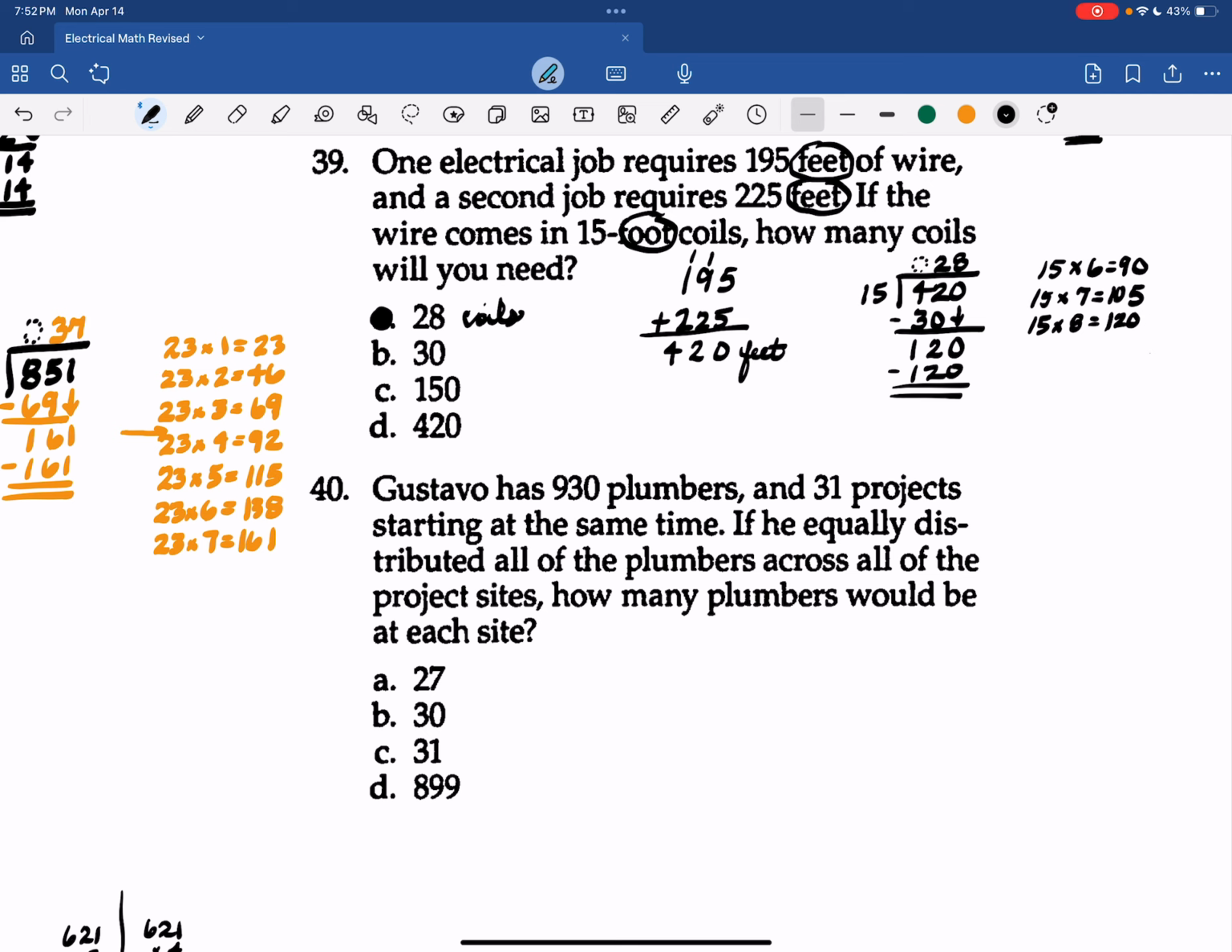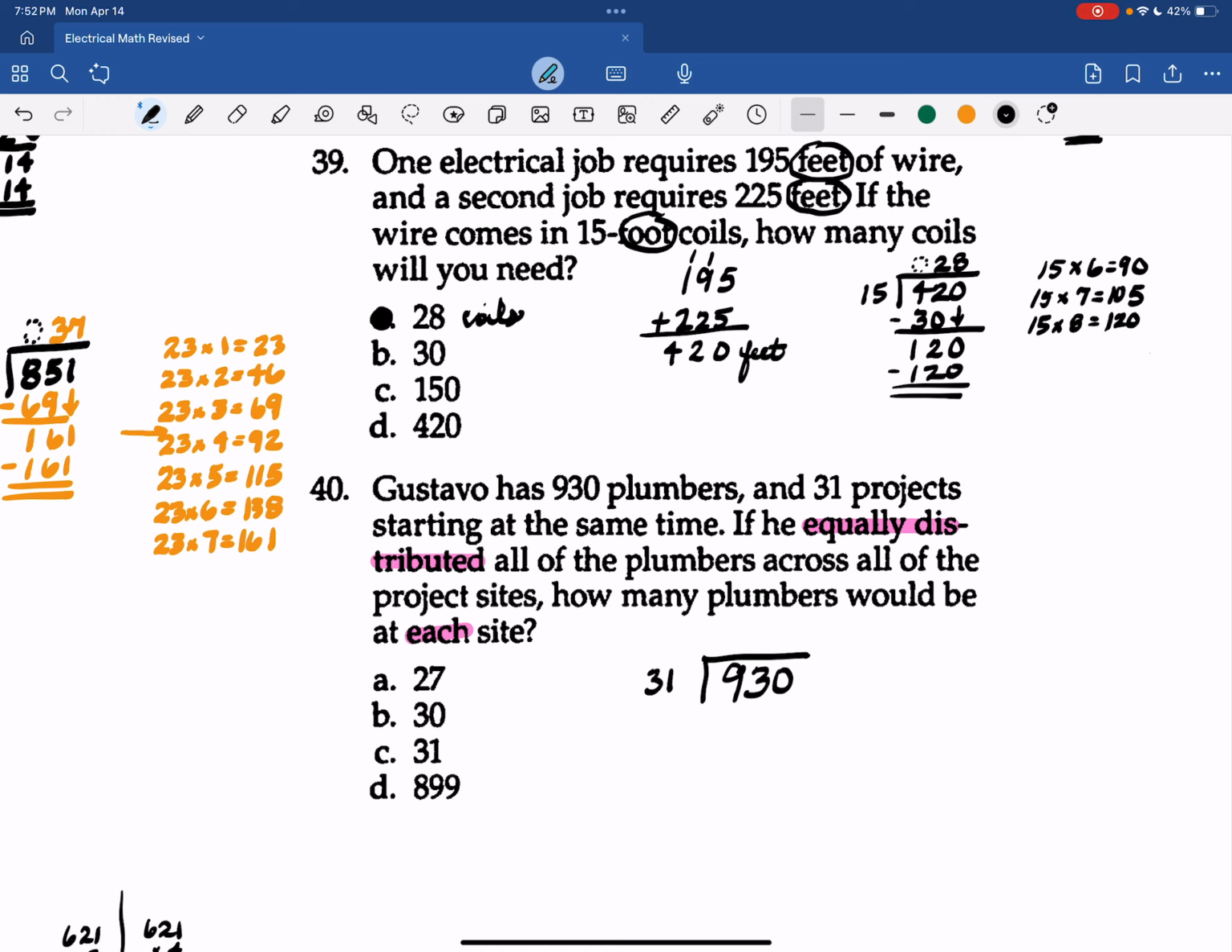Number 40. Gustavo has 930 plumbers and 31 projects starting at the same time. If he equally distributed all of the plumbers across all of the project sites, how many plumbers would be at each site? So this is definitely long division. The thing that gets divided up goes in the house. That's called the dividend. The divisor is the 31.